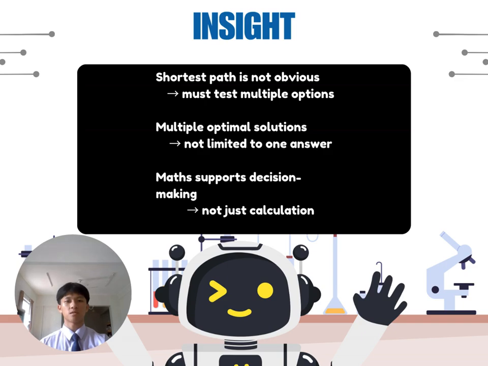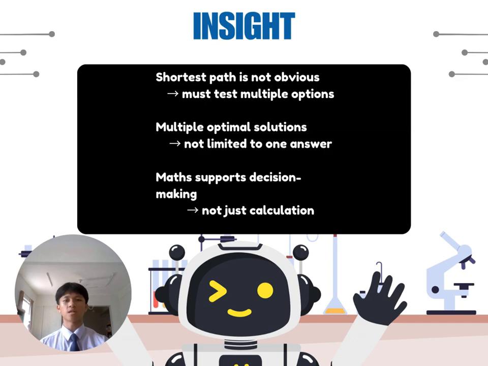precise. Secondly, I learned that one problem can have multiple optimal solutions. In this case, there are two different routes that result in the same shortest distance. This highlights that mathematics is not always about finding a single correct answer, but rather about identifying all possible best solutions. It also shows that flexibility in thinking is very important when solving complex problems.